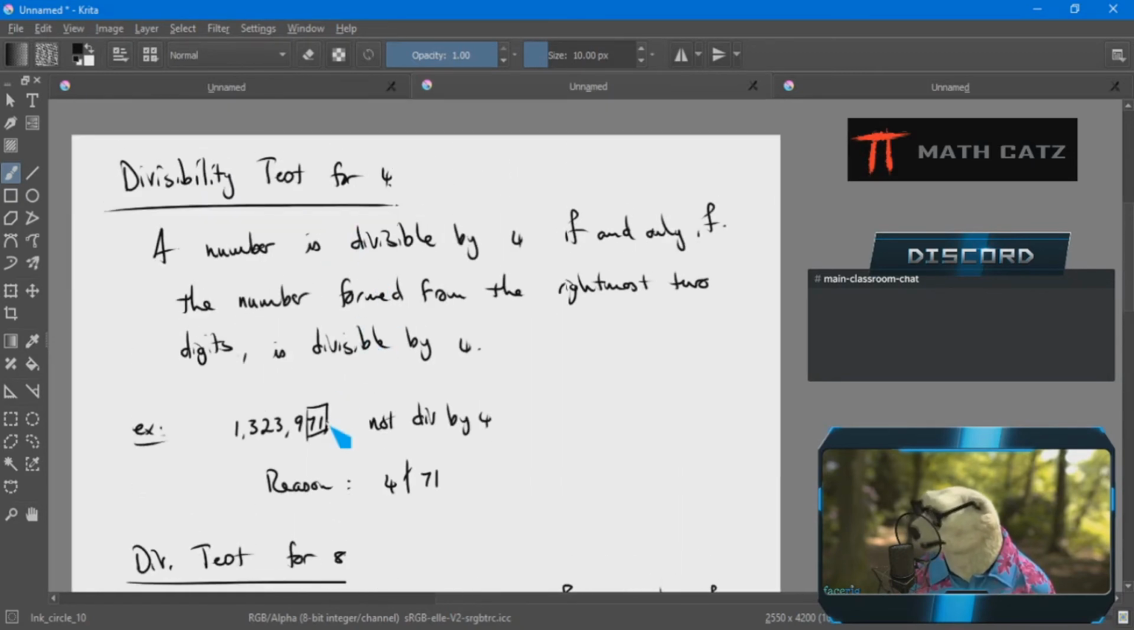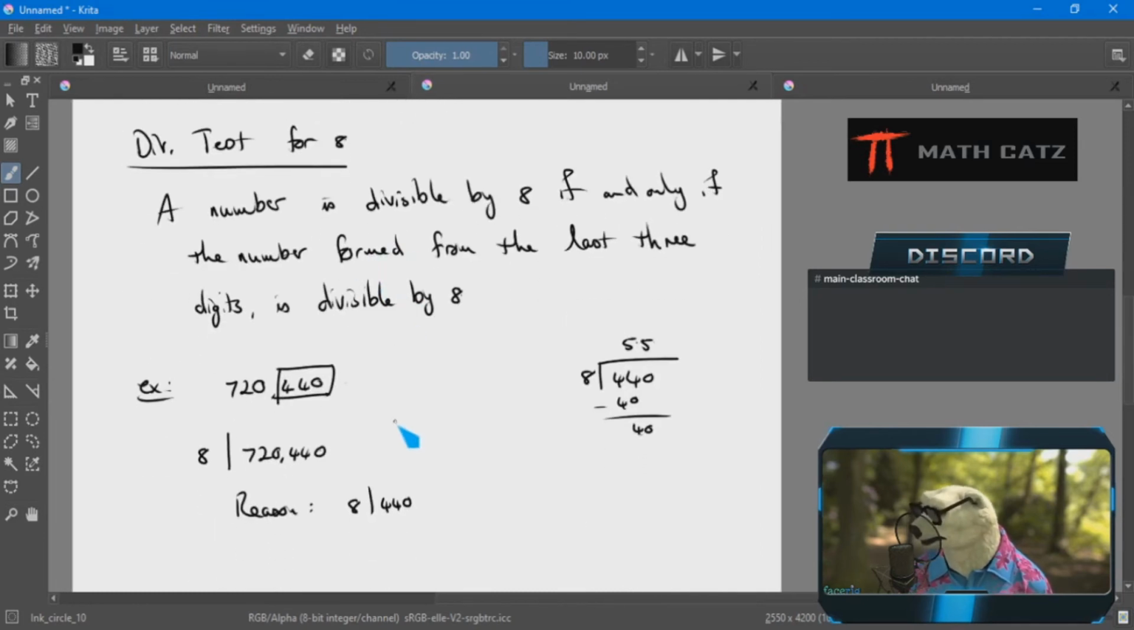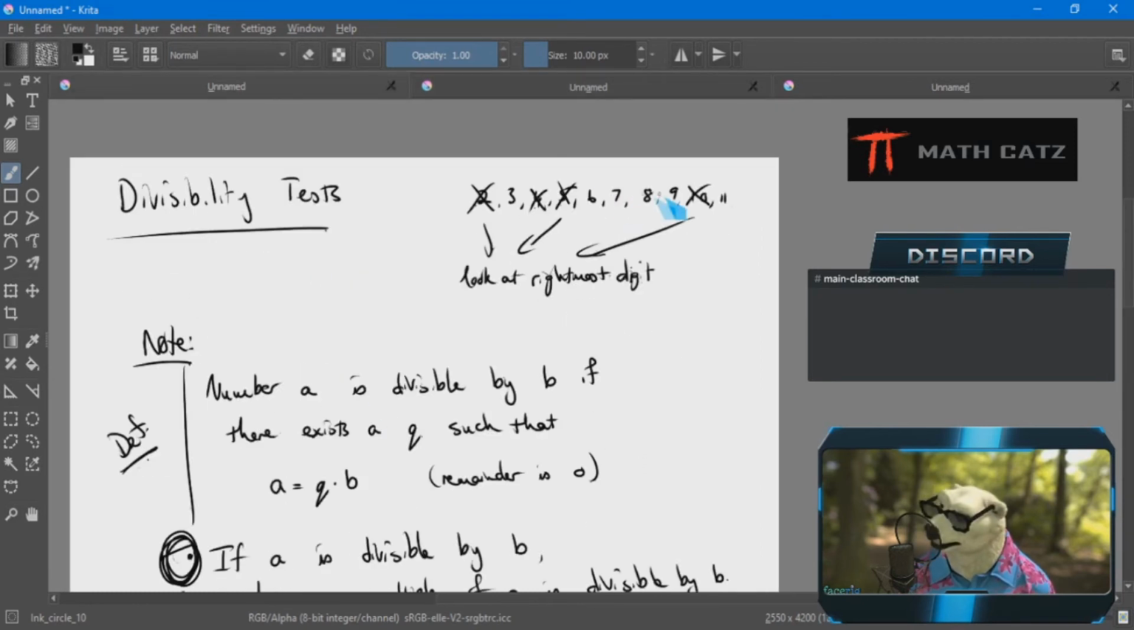For 4, I look at the last 2 digits. For 8, I look at the last 3 digits. So it's still a saving that I'm making. And we're done with 8.